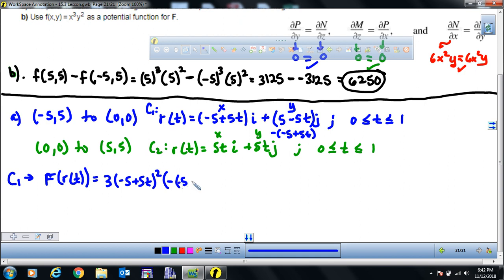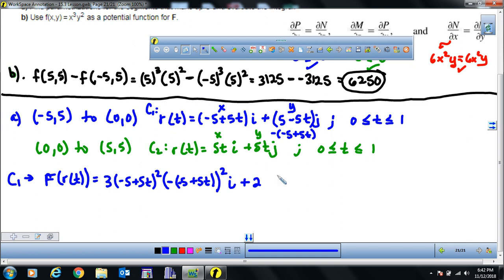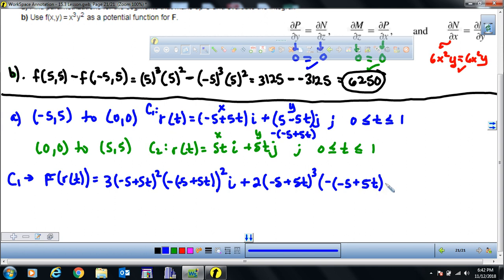Negative 5 plus 5t squared. Okay, this is i. Plus, now evaluate the j. The j says 2x cubed y. So it would be 2, and instead of x, we're going to put this, negative 5 plus 5t cubed times y, which is negative, times negative 5 plus 5t. j.